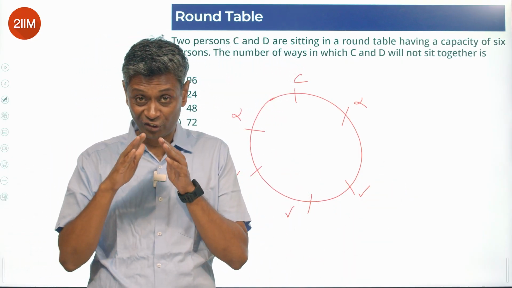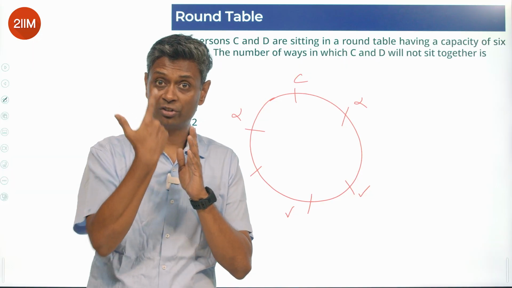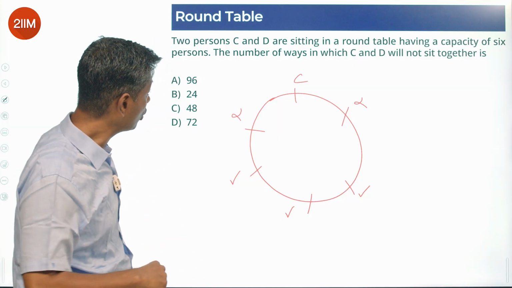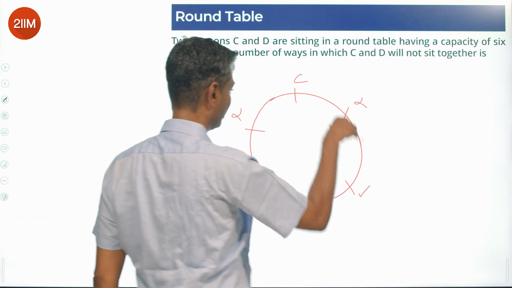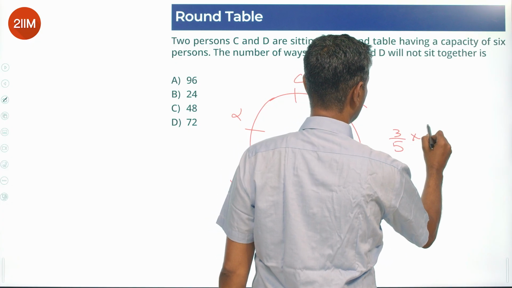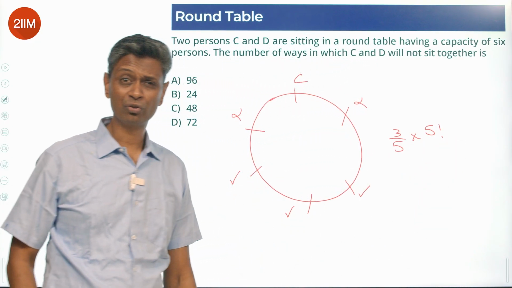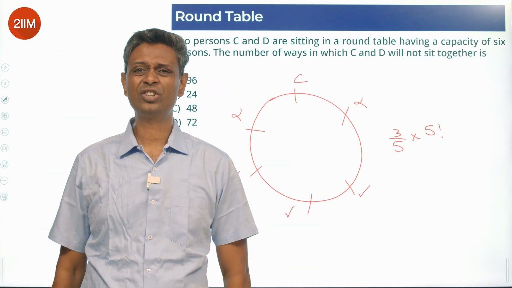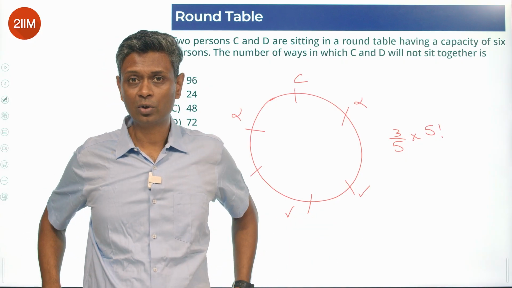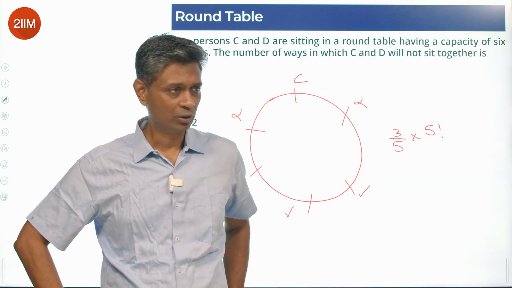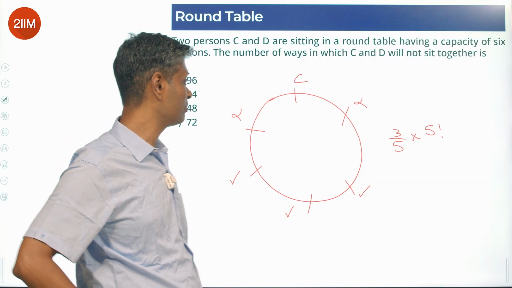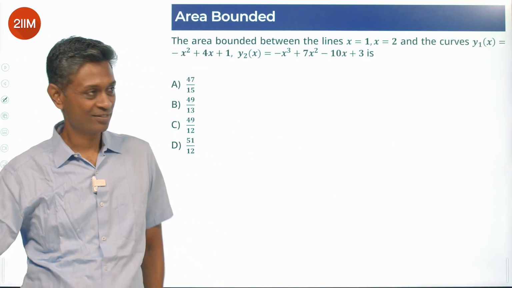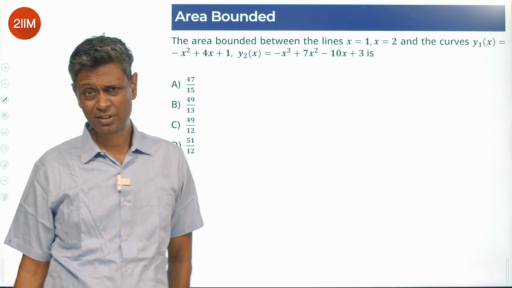So for a given C, of the 5 remaining positions, 3 are fine for D, 2 don't work. So the number of ways in which C and D will not sit together is 3 by 5 times 5 factorial. For any given position of C, 3/5 of the positions work. 60% of positions work. How many positions are there totally? 5 factorial, 3 by 5 into 5 factorial. 5 factorial is 120. 120 into 3 by 5, which is just 72. Right? So very time consuming question. Let's still have a go at it.